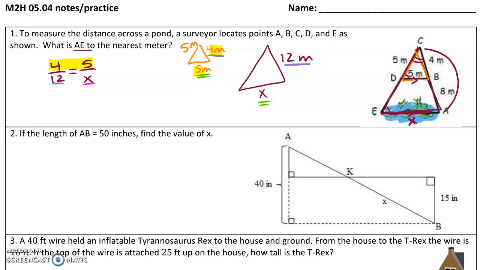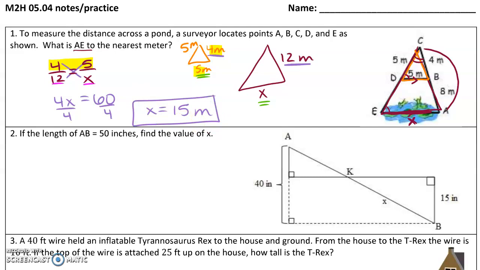So when you go ahead and cross multiply, you'd multiply the 4 times x to give you 4x, 12 times 5, but equals to 60. Divide by 4 to get x alone, so x would be 15. The only thing we're missing is the meters.